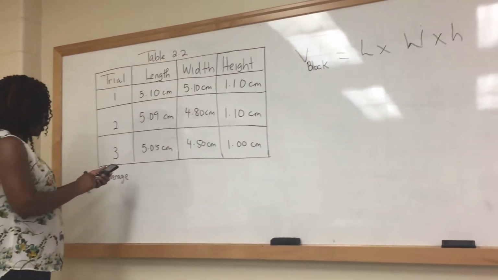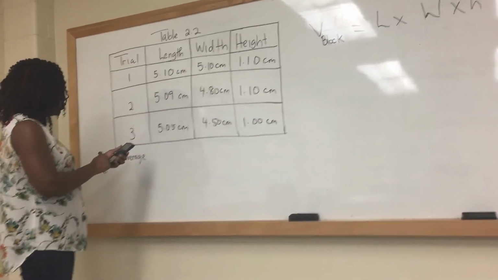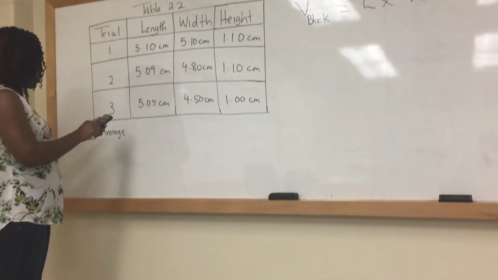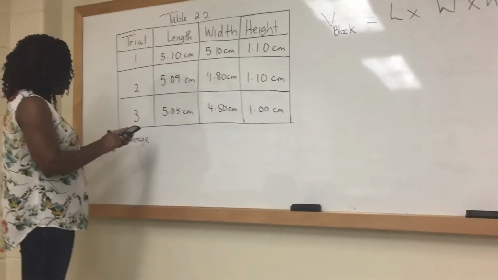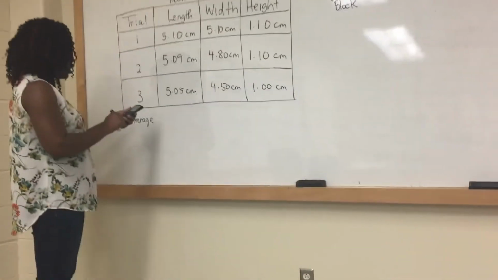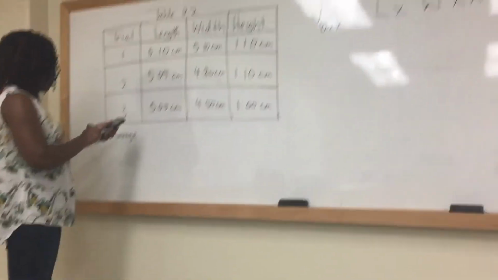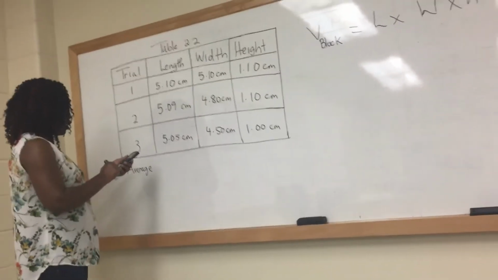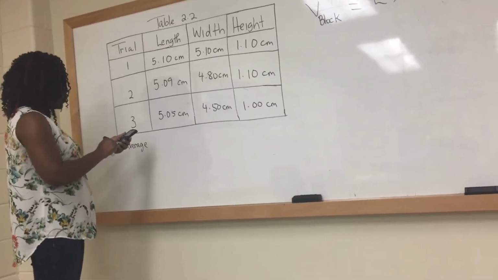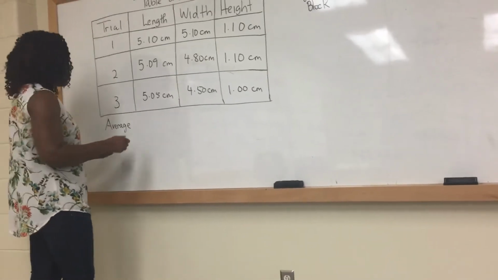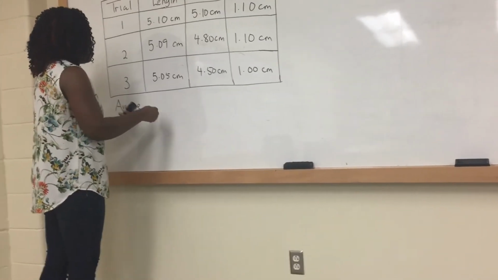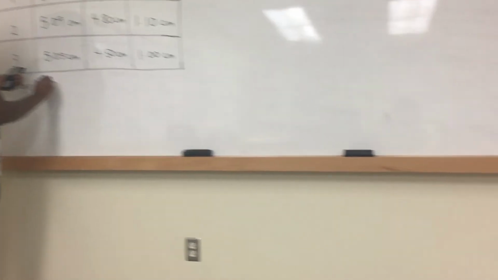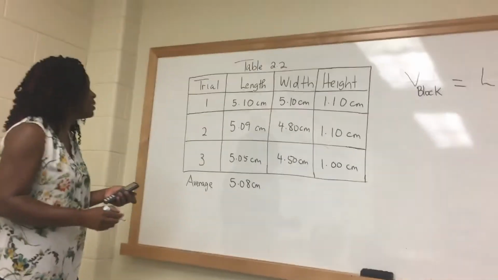So first we're going to add 5.10 plus 5.09 plus 5.05. And then we're going to divide that by 3 since we took 3 measurements. And I've gotten 5.08, so that's the average. So the average length is 5.08 centimeters.